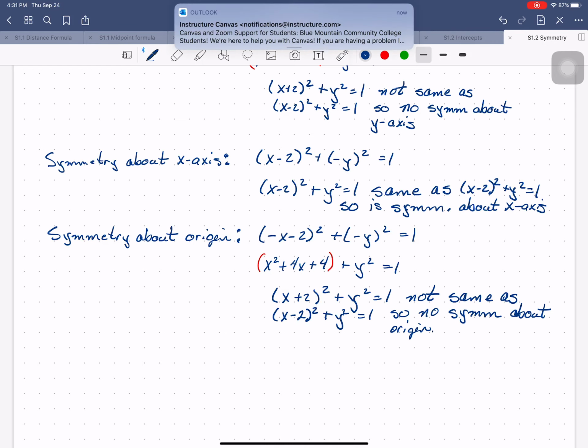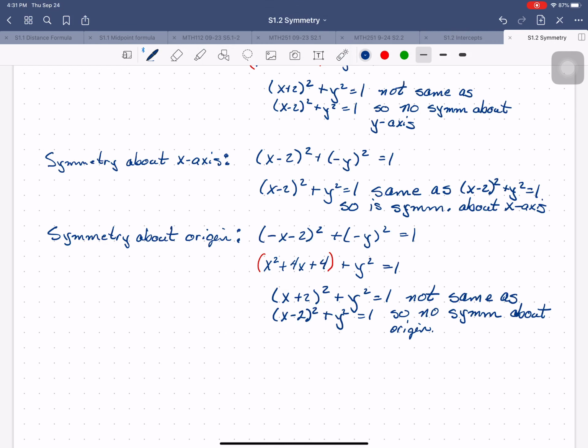Okay, so that's how you test a relation for symmetry. I hope this has been helpful, and I will talk with you again soon.